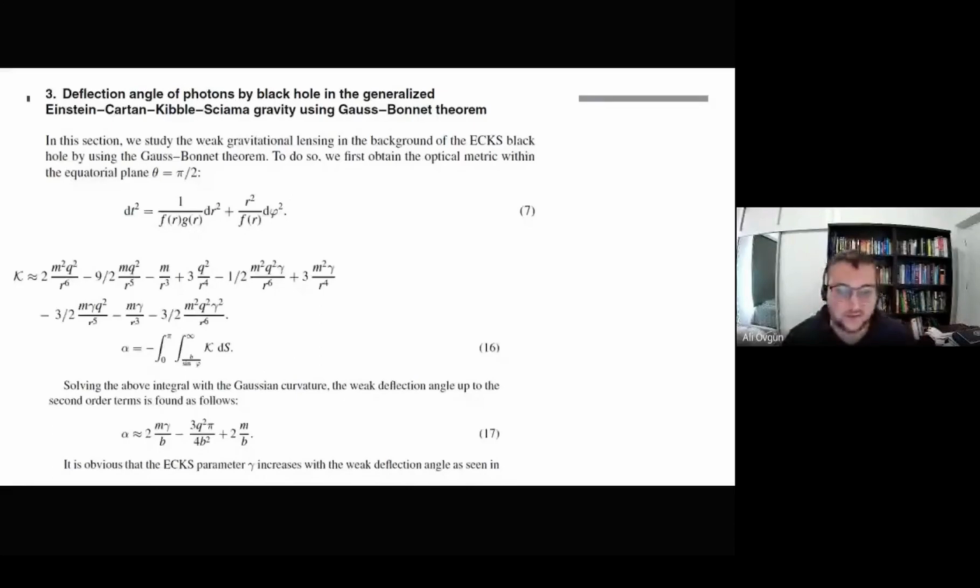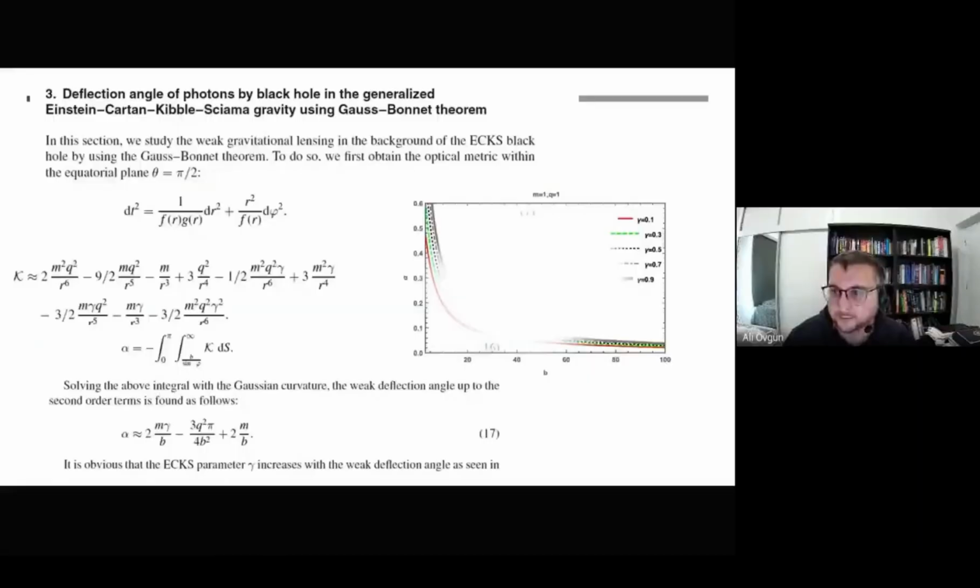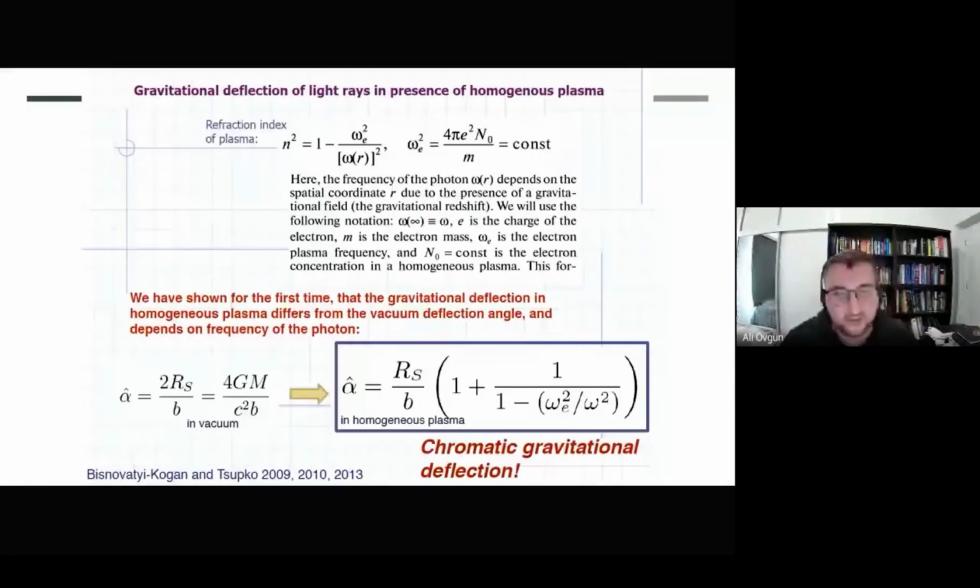When gamma is increased, what happens? The deflection angle is also increasing. You can see it in the figure. After that, we also calculate the deflection angle in the presence of a homogeneous plasma, because in a homogeneous plasma there are some chromatic gravitational deflection effects.